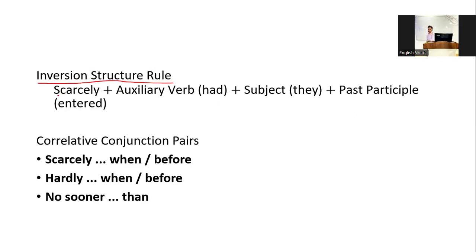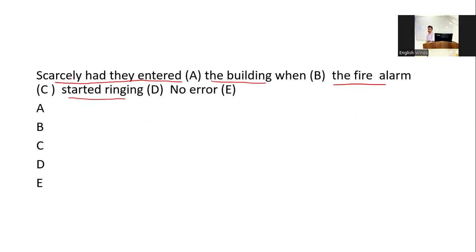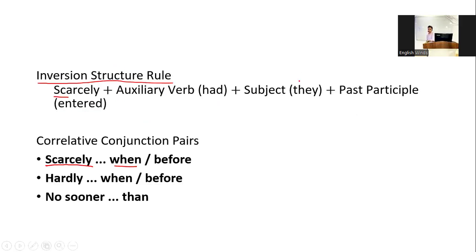And what is this? Whenever you come across words like scarcely, then you must use when. As you can see here, even here we are using scarcely followed by when. So the moment you come across scarcely, then when or before we must have. Hardly, again we should have when or before. No sooner, than. Now, if you go with scarcely, what is the inversion structure rule?